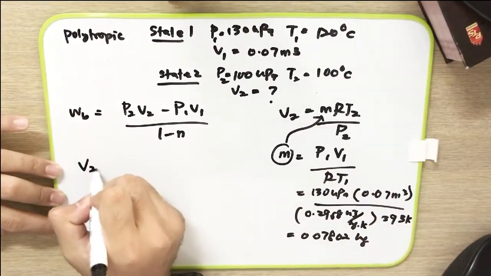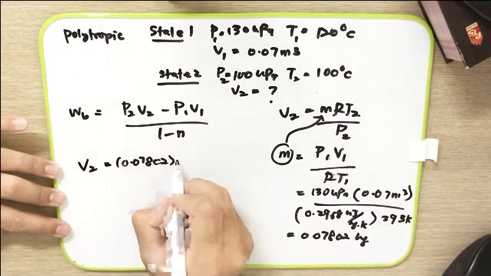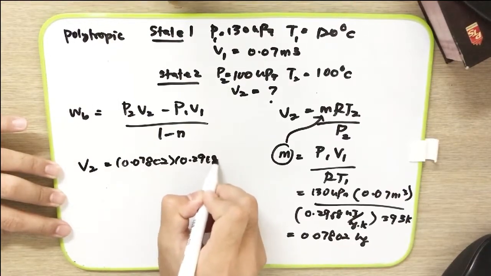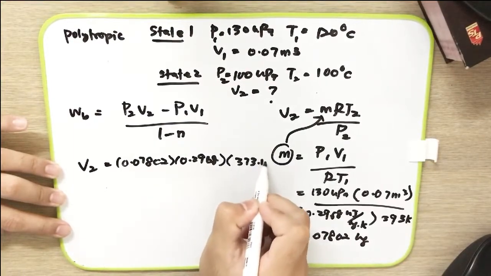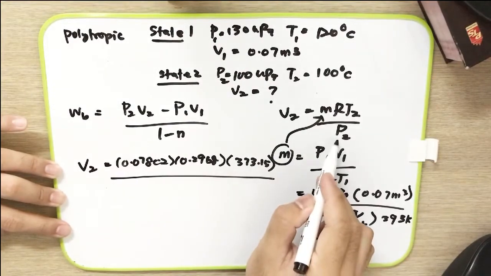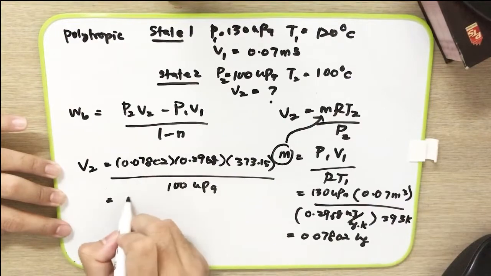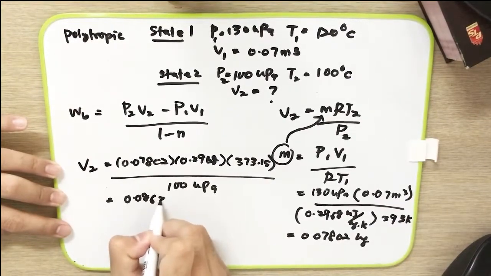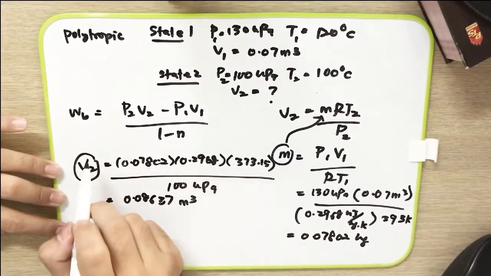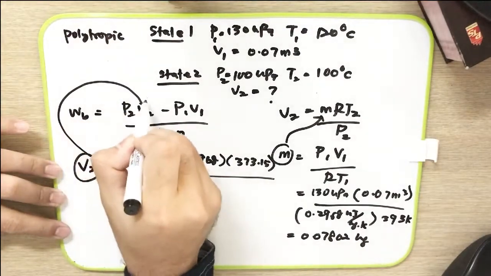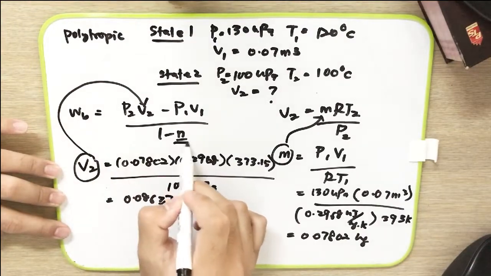From this mass we can substitute inside here. So V2 we will get 0.07802, R is 0.2968, and T2 is 373.15, over P2, which is 100 kilopascal. We solve, then we will get 0.08637 meter cube. So this is V2. From this V2 we can substitute inside here to get the WB. But before that, we still don't know the n.